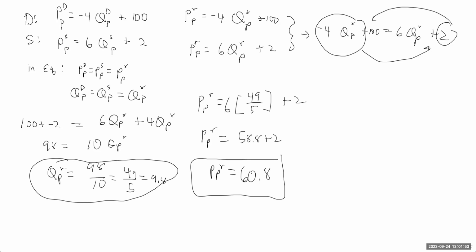Price and equilibrium quantity. Given the demand curve looks like this, given the supply curve looks like this, the equilibrium price of pizza is $60.80 a slice, and people are going to buy and sell almost 10 slices, 9.8 slices. Okay. All right, let's clear this.